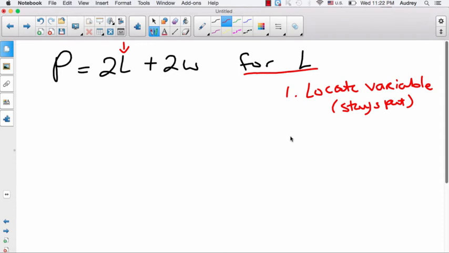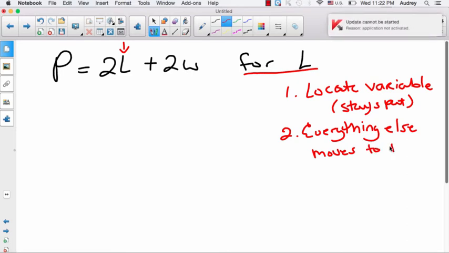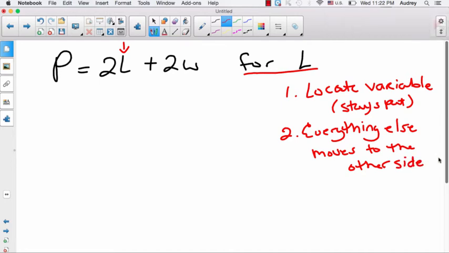Now, the second thing that we need to remember is that everything else moves to the other side. I know it's a long direction. You can shorten it any way you like. So who needs to move? Well, this 2w needs to move, and eventually this 2 needs to move.